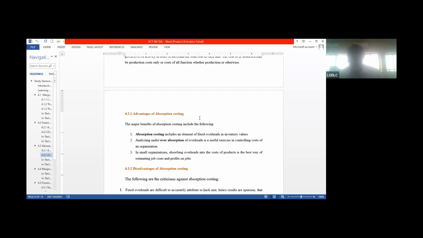And this is a useful exercise in controlling the cost of an organization. They use this to control what? Cost. That is the method of cost control. In a small organization, absorbing overhead into the cost of a product is the best way of estimating job cost and profit center.